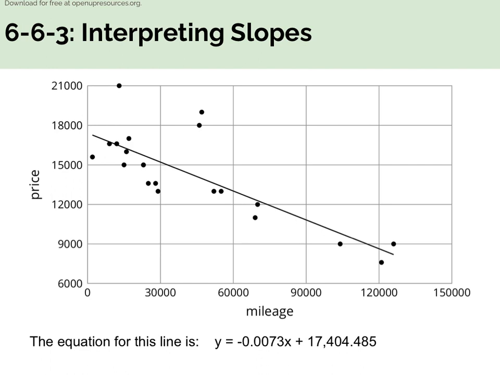Here we have a picture, and the equation is y equals negative 0.0073x plus 17,404.485. So this is our equation that goes along with this graph. A couple of things that we need to remember about the equation: the first number is our slope, and the second one is our y-intercept. The first one gives us the slope information, and the second one we can see where it starts.